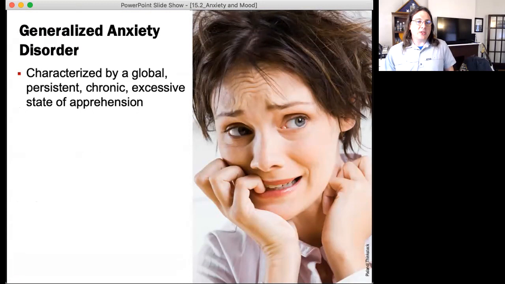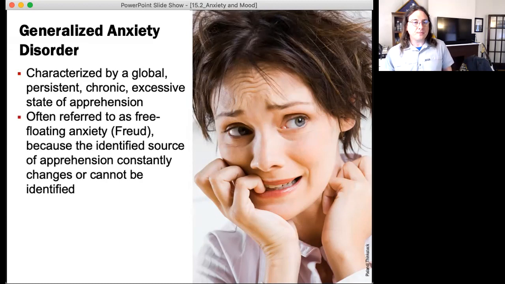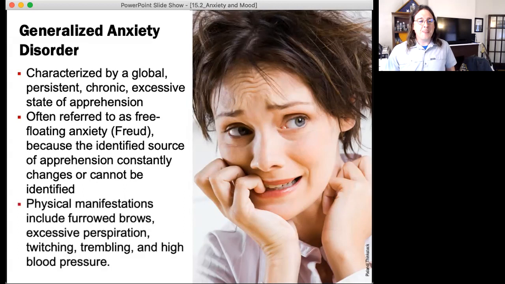General anxiety disorder is characterized by a global, persistent, chronic, excessive state of apprehension. So it might not be stage fright. It might be just even driving. It could be anything, where a person just has a heightened anxiety despite what they are going through, right? It's often referred to as free-floating anxiety, which is what Freud called it, because the identified source of apprehension constantly changes or cannot be specified or identified, right?